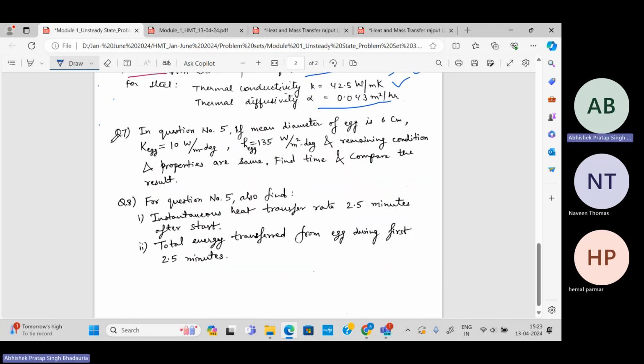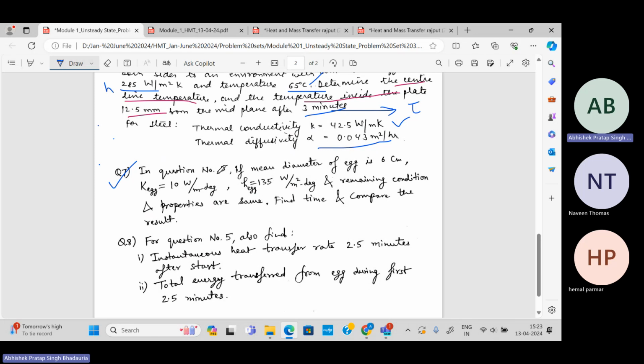Now let's go ahead. The problem number 7. Just read this. In question number 5, if the mean diameter of egg is 6 centimeter, thermal conductivity is 10 watt per meter degree Celsius, h value is given as 135. The remaining condition and properties are same. Find the time and compare the result. Just take 1 minute and then you initiate this problem.